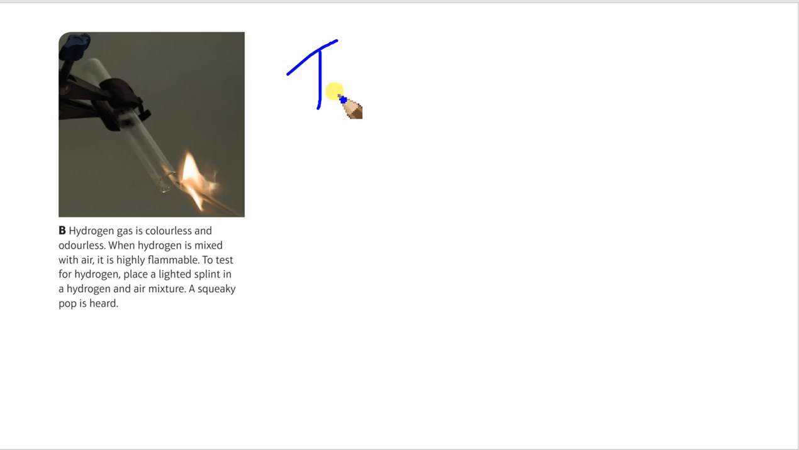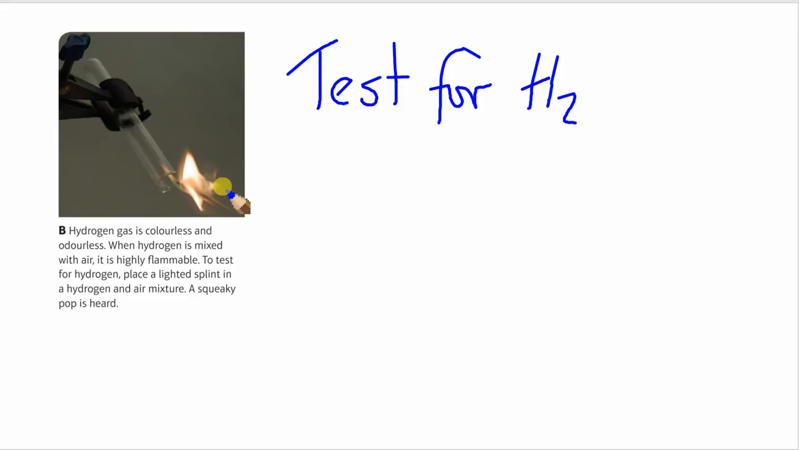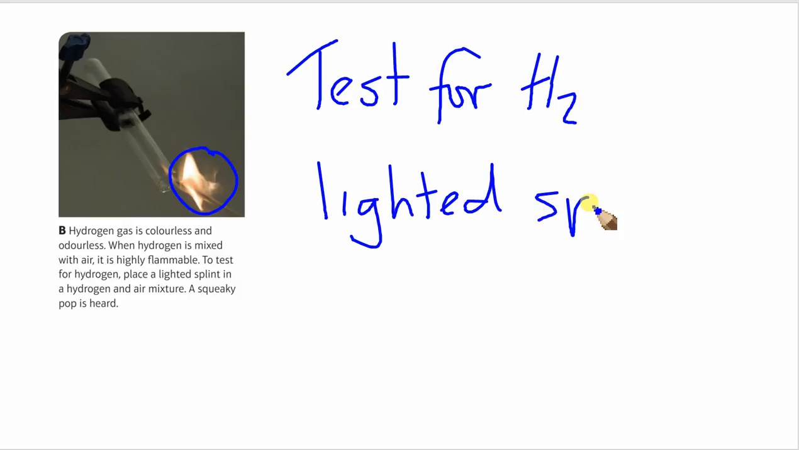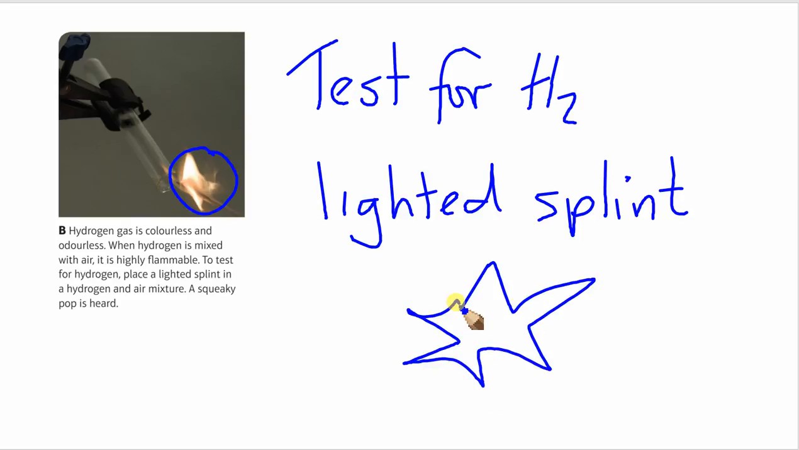Okay, last learning outcome is the test for hydrogen. So the test for hydrogen is to use a lighted splint. So it's not a glowing splint, it's a lighted splint, and you need to make that really clear. So we use a lighted splint, and a positive test for hydrogen would give us a squeaky pop. Okay, so the squeaky pop is heard.